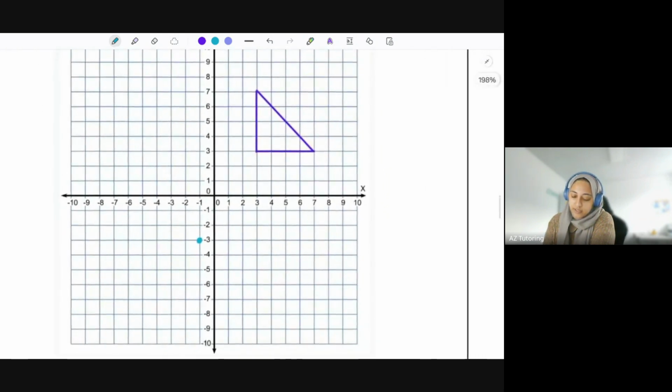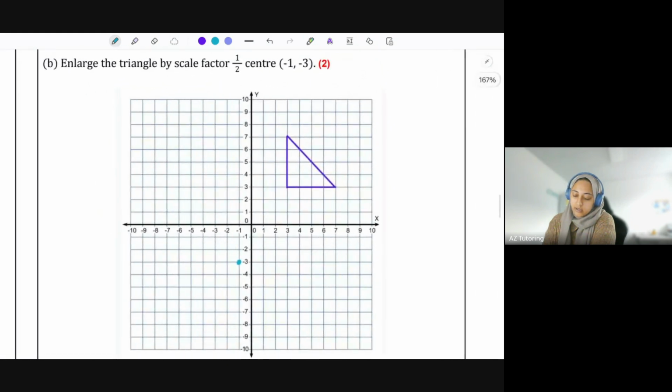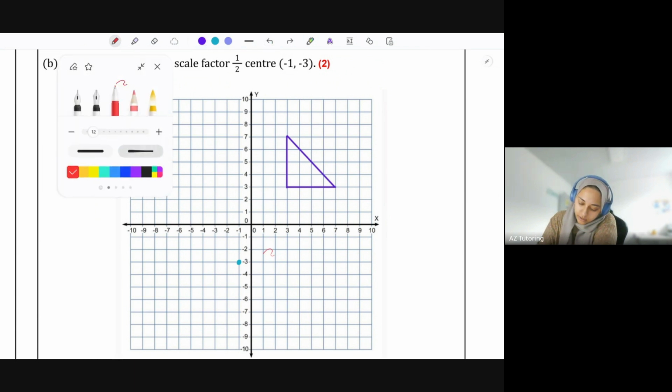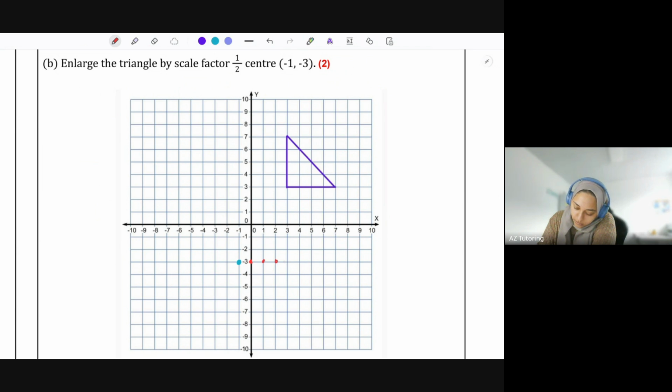So what I need to do is I need to figure out how do I get, choose one of the points in the triangle, and how do I get to minus 1, minus 3? So I'm going to just count on here. So I'm going 1, 2, 3, 4, 5. Oops. Let me choose a point first. I'm going to choose this point here since it's closest. I'll do it in red. Okay. So 1, 2, 3, 4 to the right, and 1, 2, 3, 4, 5, 6 up. So 4 to the right and 6 up.